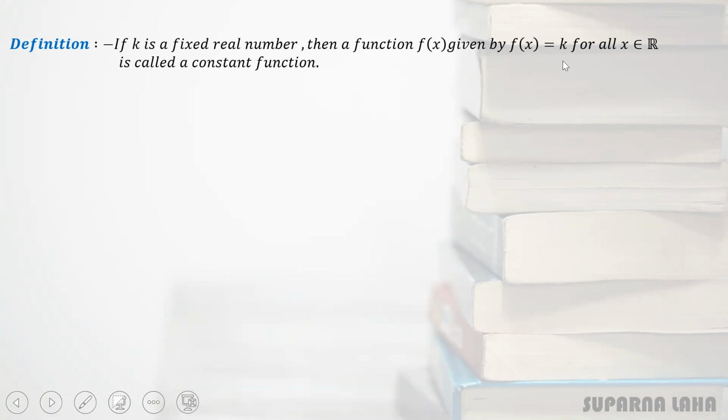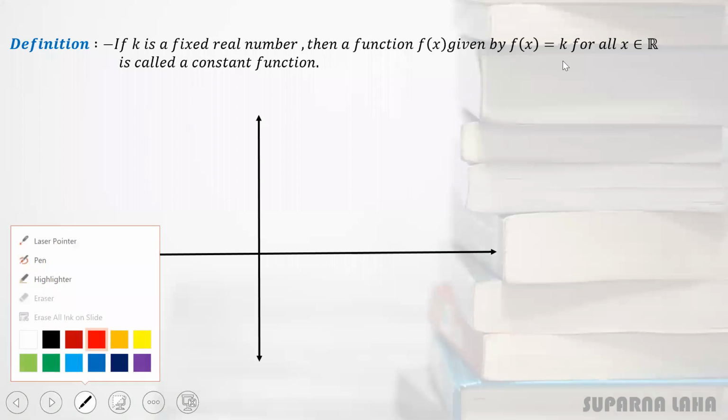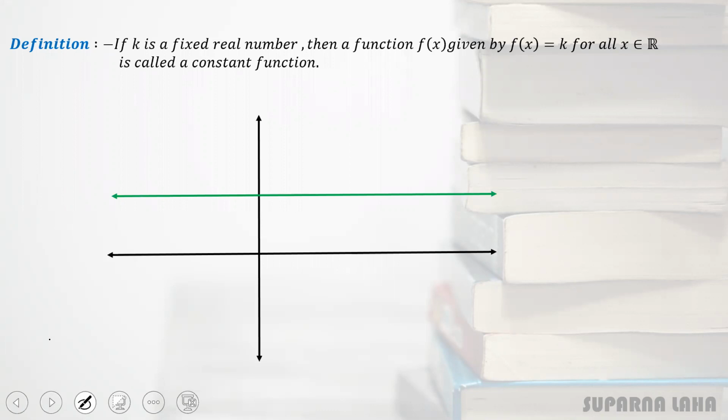And if we want to draw the graph, it will look like that. This is the graph of this constant function, and this distance should be k. This is the x-axis, x dash, this is the y-axis, y dash, and this is the origin, and this distance is k. So what is this point? This point is (0, k). And this function is given by this green line. So this type of function we will call a constant function.